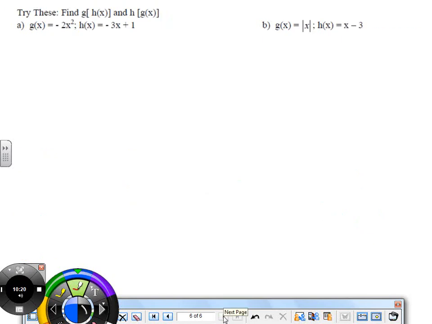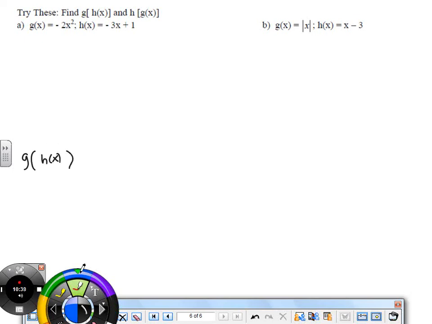All right, the last thing we're going to do is what if you have to find g of h of x or h of g of x? And remember, the letters are all just names, so they could use any letters that they wanted. So I'm going to address part A, and we're going to look first at g of h of x.